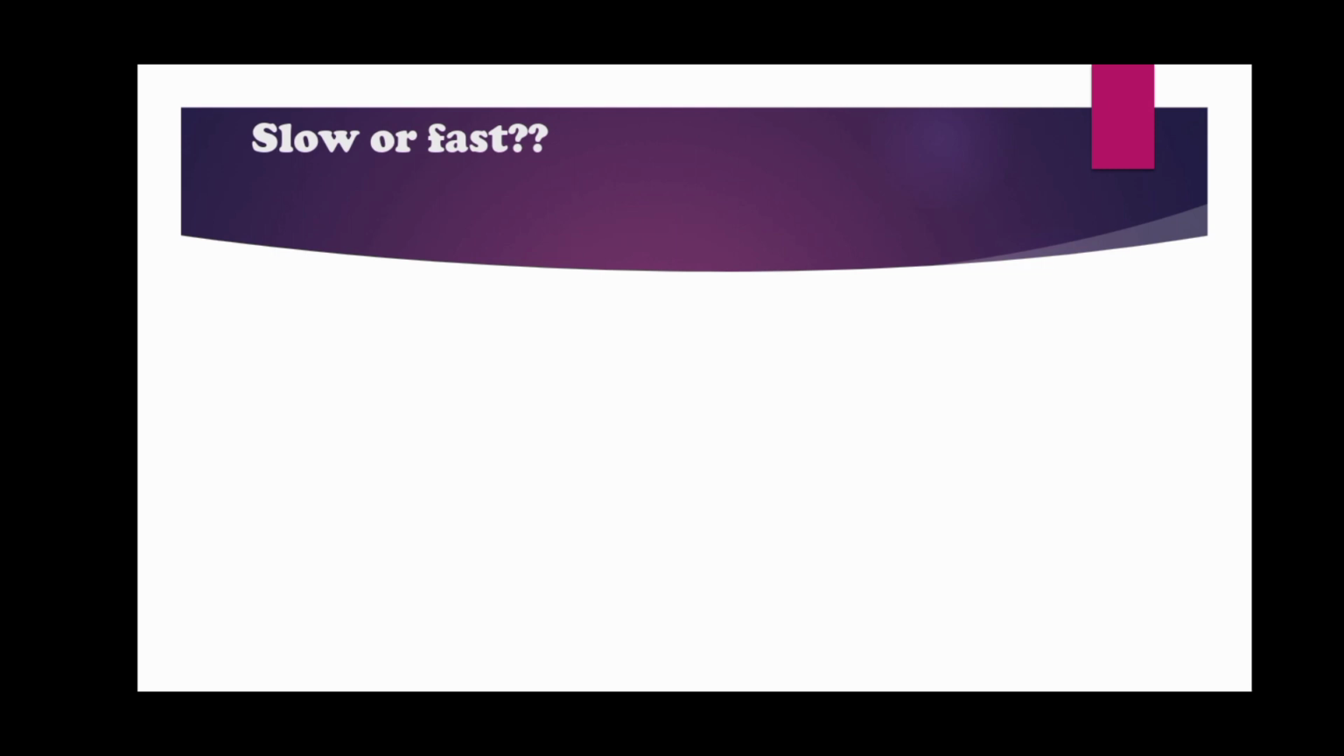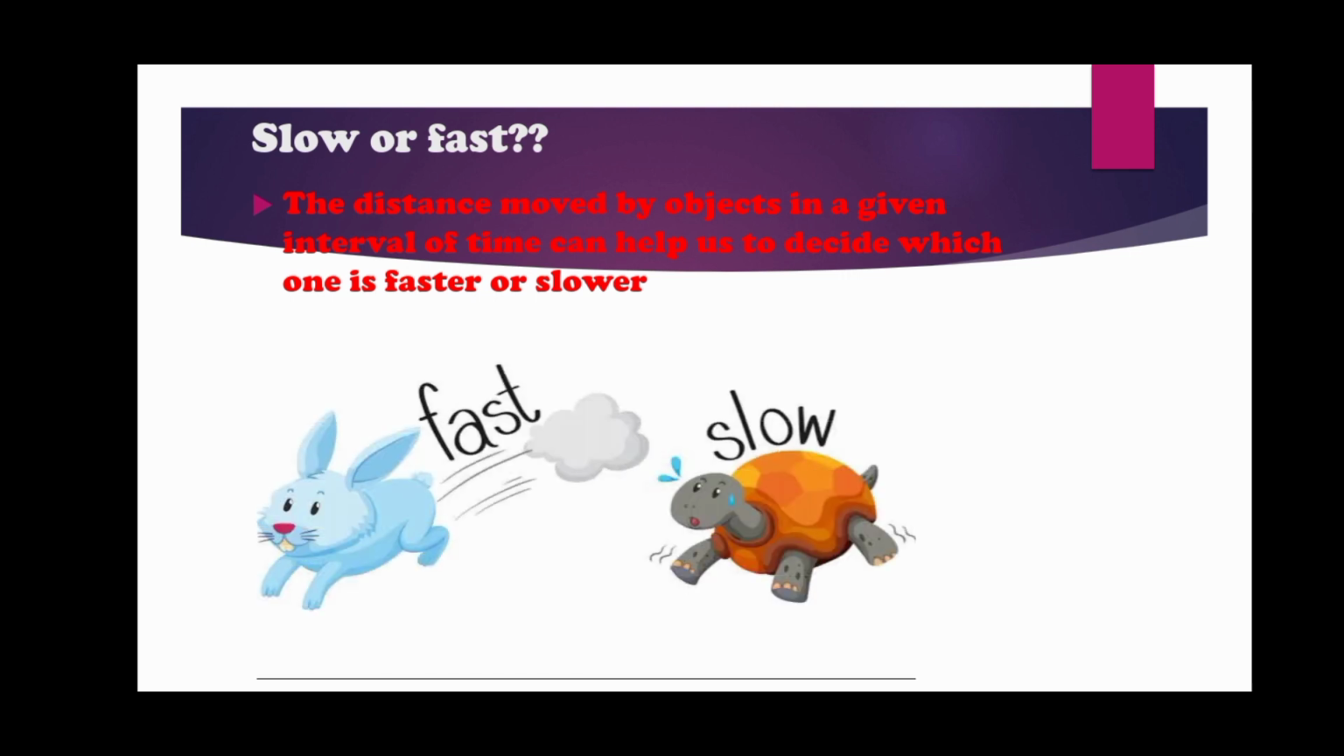It is a common experience that the motion of some objects is slow while that of some others is fast. We know that some vehicles move faster than others. Even the same vehicle may move faster or slower at different times. The distance moved by objects in a given interval of time can help us to decide which one is faster or slower.